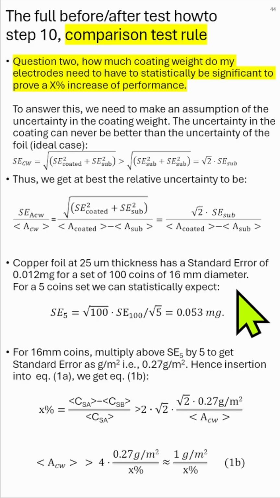So for a 5 coin set, we can statistically expect to have a standard error for 5 coins. We can calculate that. We first calculate the underlying standard deviation, which is square root of 100 times larger, 10 times larger than the standard error. And then we divide that by the square root of 5 to get the standard error for 5 coins. And that is 0.053 milligram then.